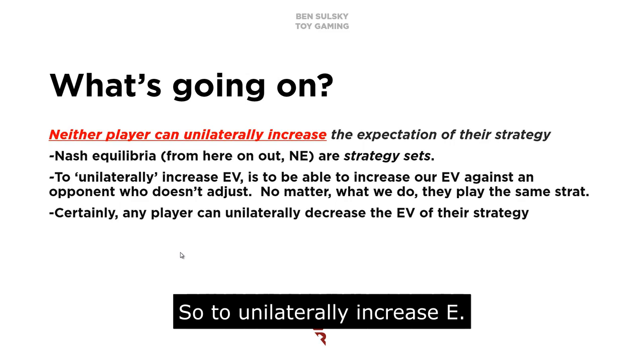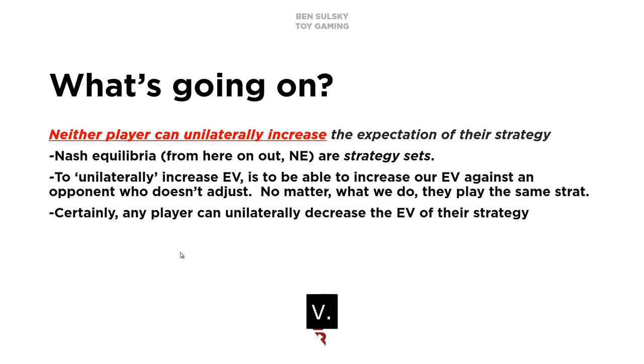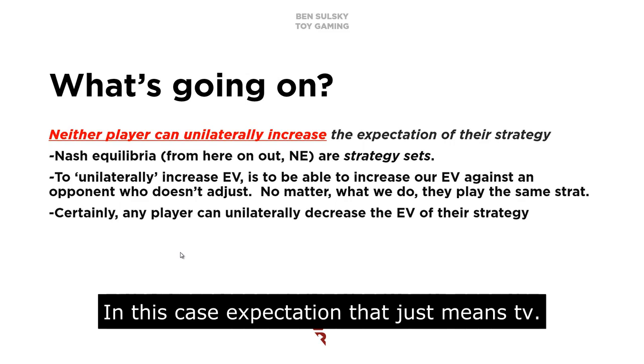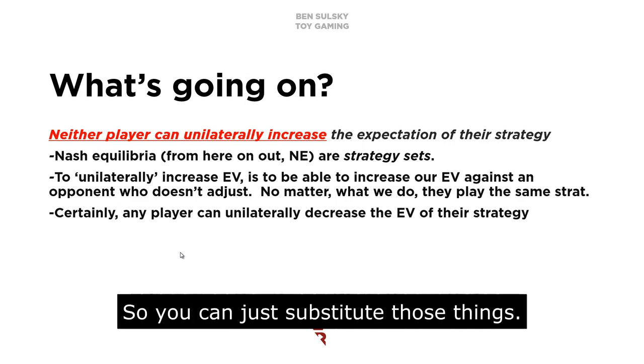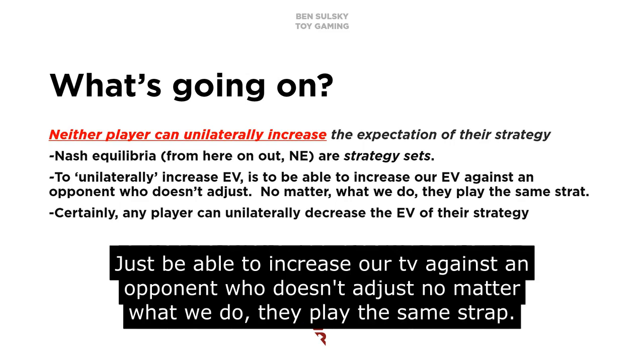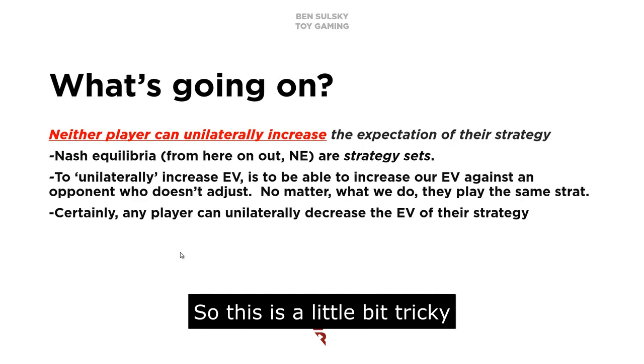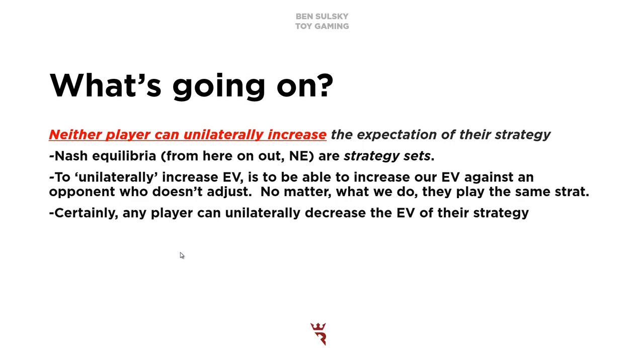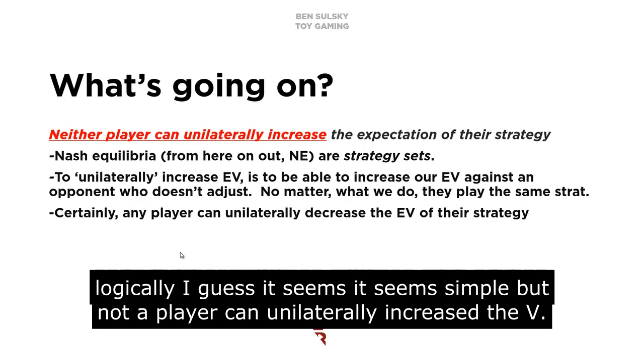So neither player can unilaterally increase the expectation of the strategy. To unilaterally increase EV, in this case expectation just means EV, so you can just substitute those things. Remember, it's easier for you. I know we're very familiar with EV. It means being able to increase our EV against an opponent who doesn't adjust. No matter what we do, they play the same strat. So this is a little bit tricky. Logically, I guess, it seems simple. Neither player can unilaterally increase the EV.